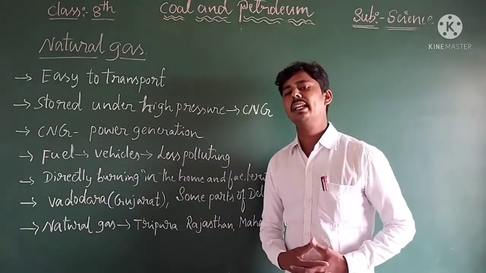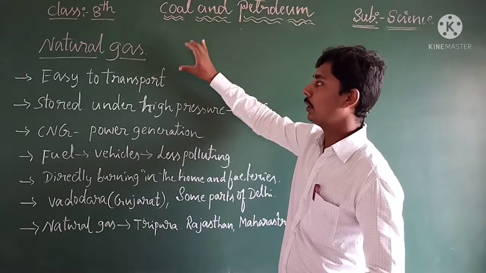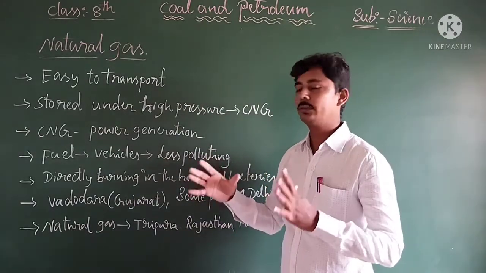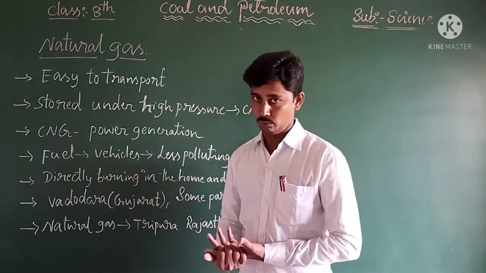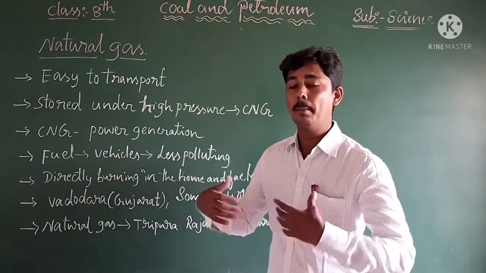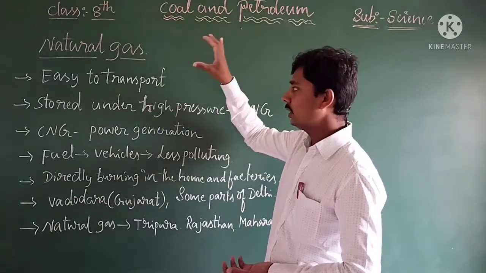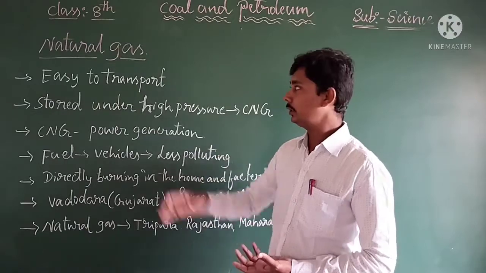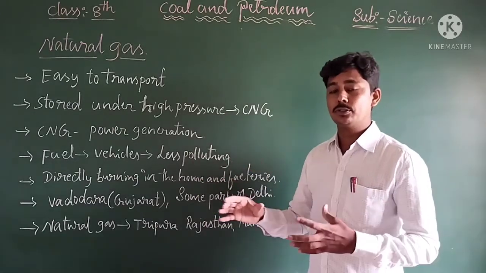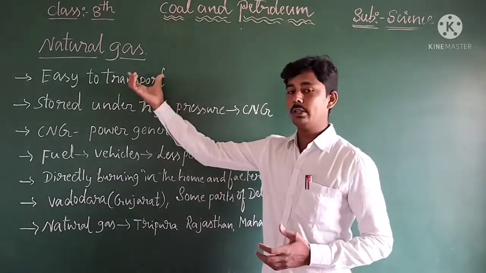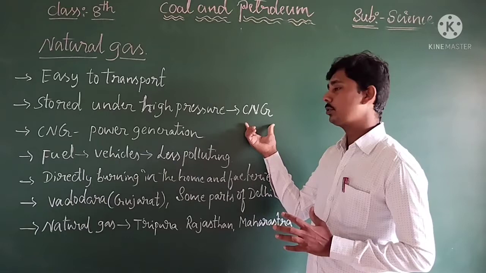Another exhaustible natural resource is natural gas. Natural gas is a fuel and one of the fossil fuels. This fossil fuel is easy to transport from one place to another through pipes. Natural gases are transported through pipes because they are stored under high pressure as compressed natural gas.